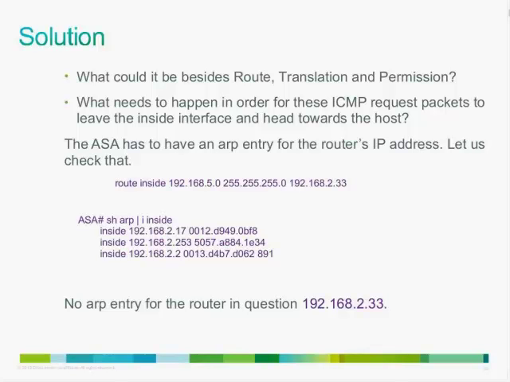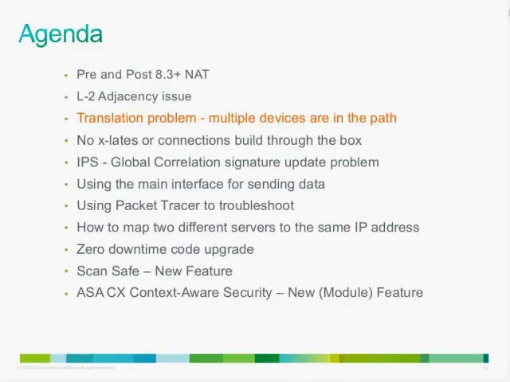So our problem here is we don't have an L2 adjacency. The ASA does not have an ARP entry for the 192.168.2.33 hop. Once we resolved that problem, the traffic went through fine. It was pretty hard to troubleshoot this issue, but we had to go step by step: watch the syslogs, check your route, translation, permission, check the captures, check the syslogs, and then check your L2 adjacency.